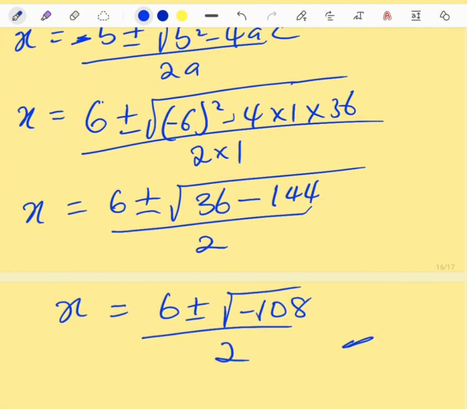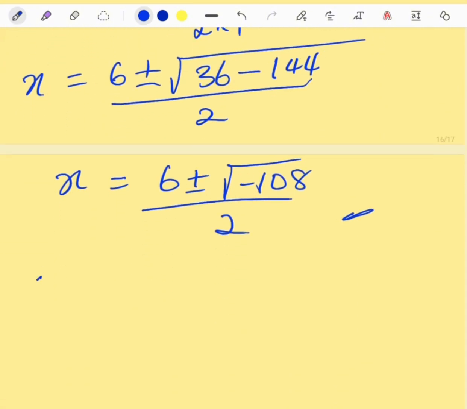which is still another imaginary root. So therefore, the values of x that we've gotten here that are real solutions are x is equal to 6 or x is equal to minus 6.